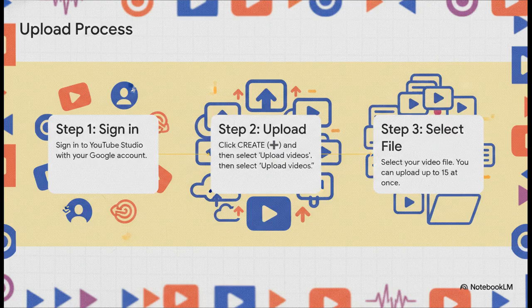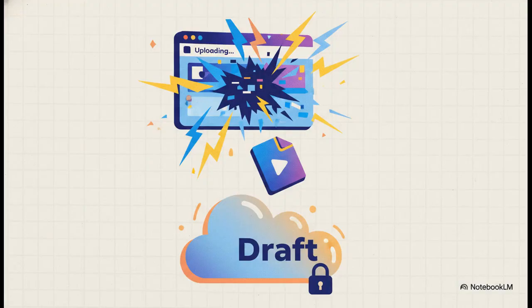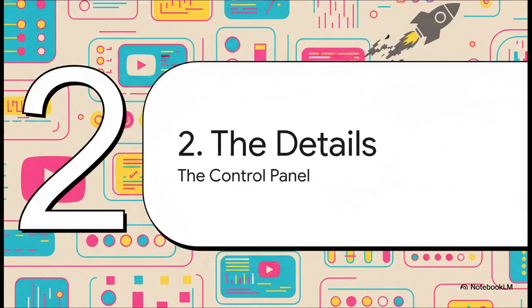And here's a little tip. If you're working on a bunch of videos at once, you can actually upload up to 15 of them at the same time. Pretty handy. And check this out. YouTube has this great little safety net built right in. If your internet cuts out or you accidentally close the browser tab while you're working on the details, don't panic. YouTube automatically saves everything as a private draft, so you can just pick up right where you left off. No work lost.